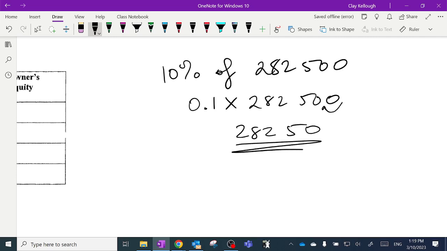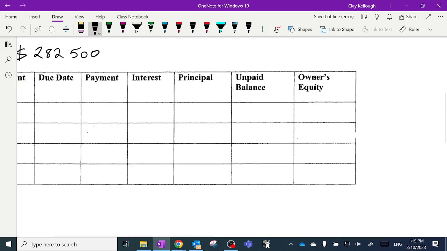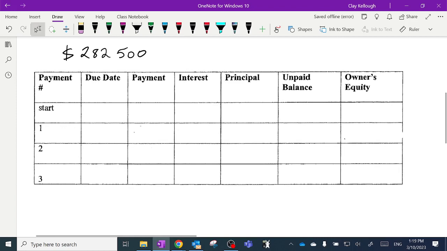So that's going to be my down payment. My down payment is going to be 28,250. And this is good because every one that we've done so far has kind of had nice numbers where the ends were all zeros, and it made the first couple calculations easy. Let's do one with a little more challenge to it.